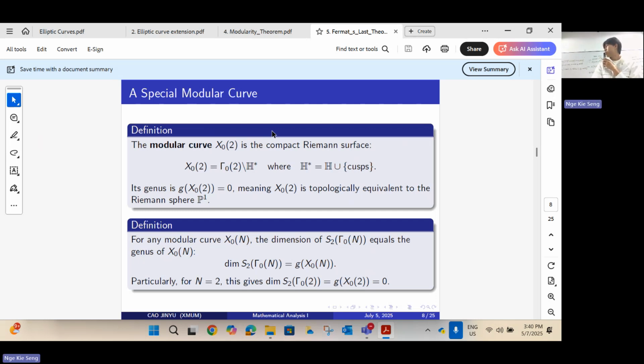So after knowing that, we should define a general equation for the dimension of S2(Γ0(n)) and the genus of X0(n). So the equation is given as follows. Especially when n equals 2, the dimension of S2(Γ0(2)) is 0. Remember this equality later. It will play an important role in the proof of FLT.